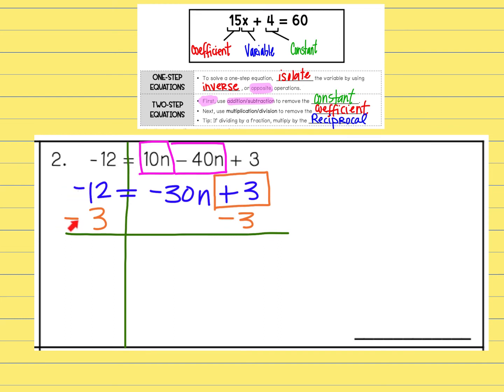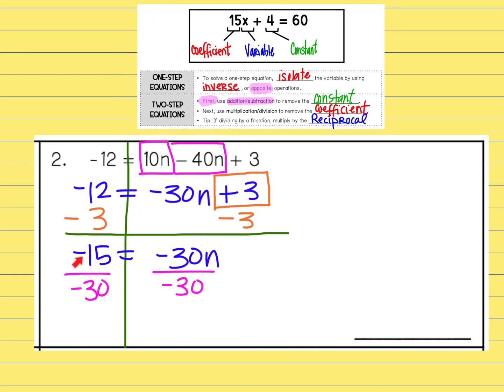Negative 12 and negative 3, you can type negative 12 plus negative 3 or negative 12 minus 3 in your calculator. You should get negative 15 equals negative 30n. So currently that is multiply. So I'm going to do the opposite of that, which is divide. Divide by negative 30. Divide by negative 30.